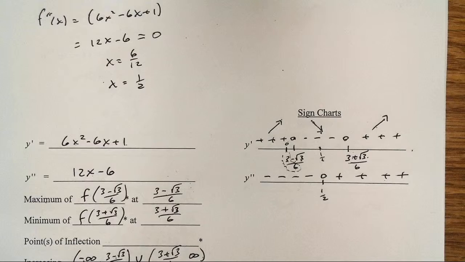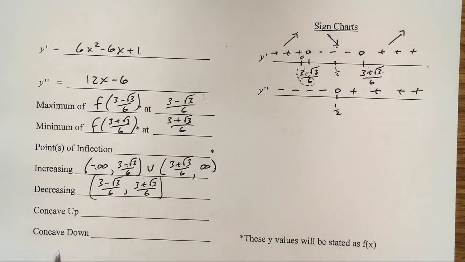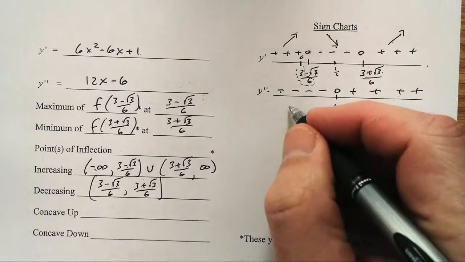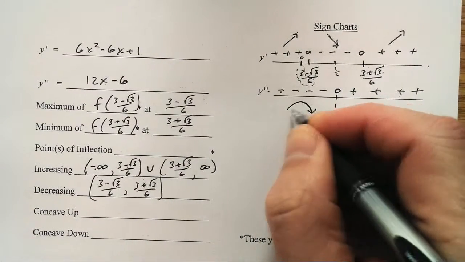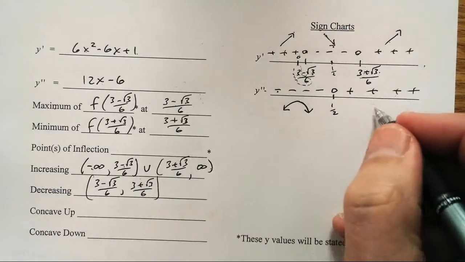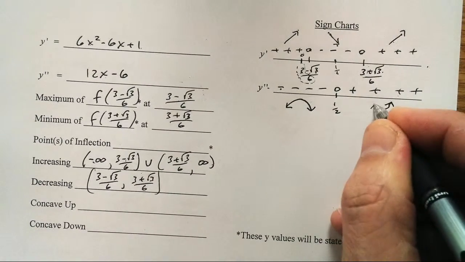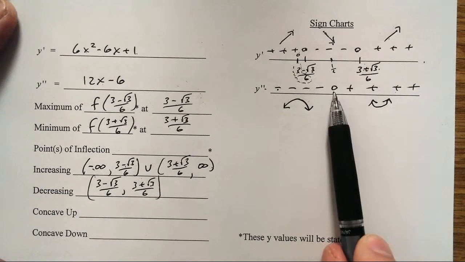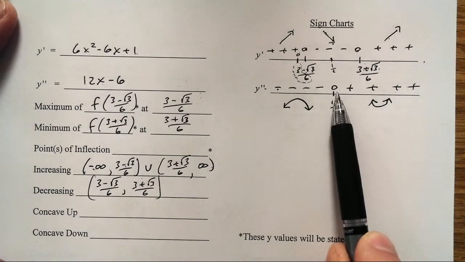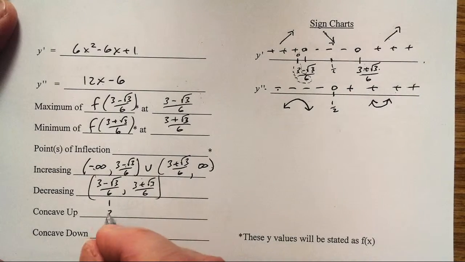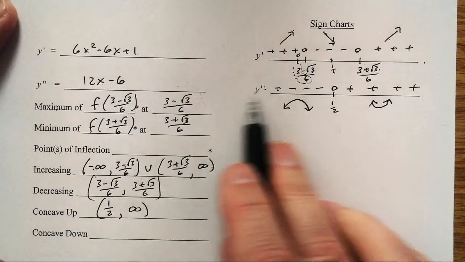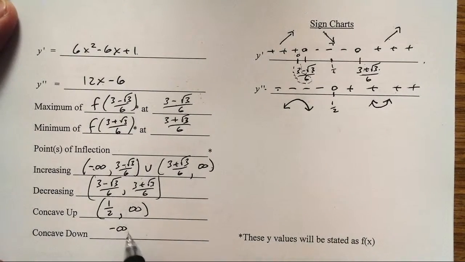The second derivative is all about the concavity, or the cupping as we refer to it. If the second derivative is negative, we are concave down. If the second derivative is positive, we are concave up. And therefore, we are concave up where the second derivative is positive, just starting on the other half side of 1/2. 1/2 to infinity. Concave down, negative infinity to 1/2.